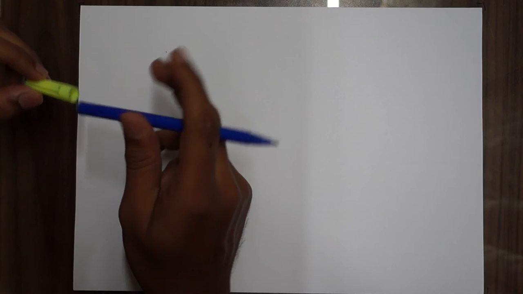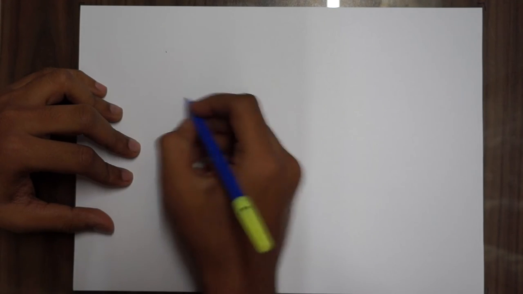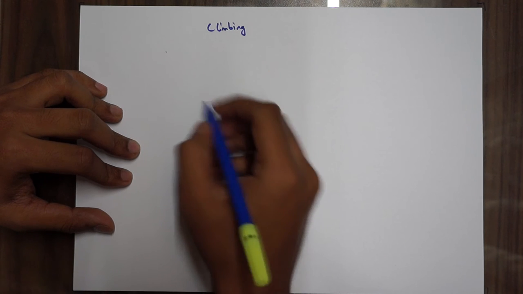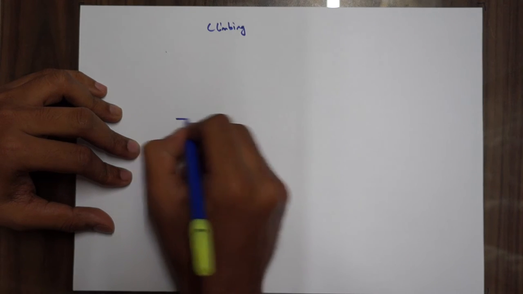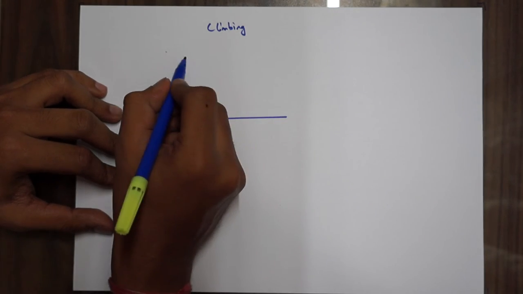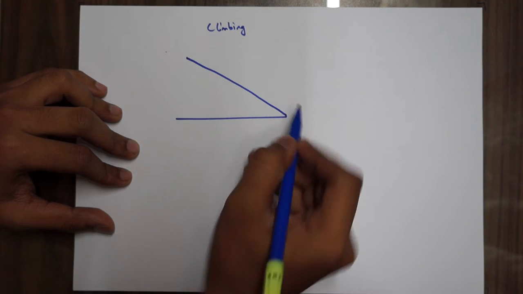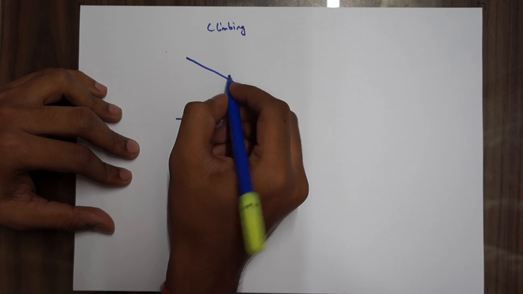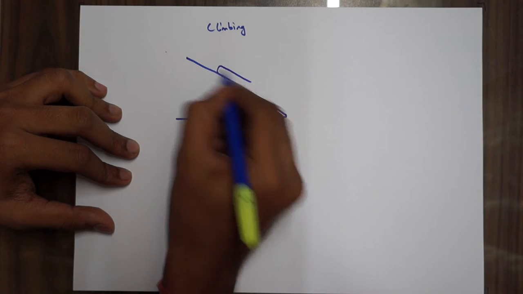The next thing we are going to discuss is climbing. Climb is a very important phase for an aircraft. So climbing, here we go. This is your ground, that's the aircraft's path, the angle theta, and suppose you have an aircraft like this.